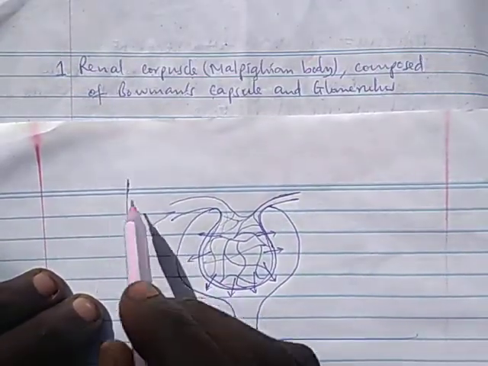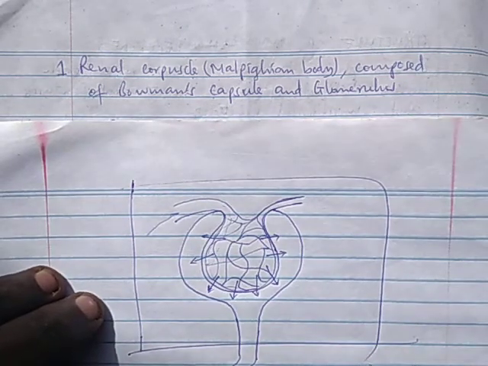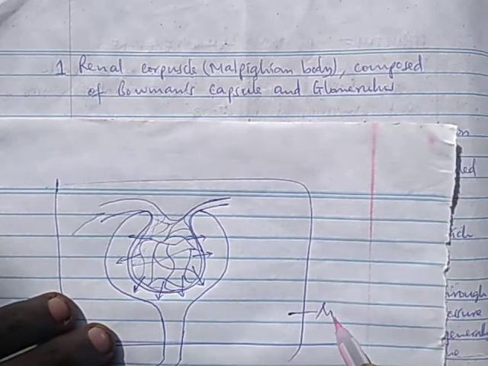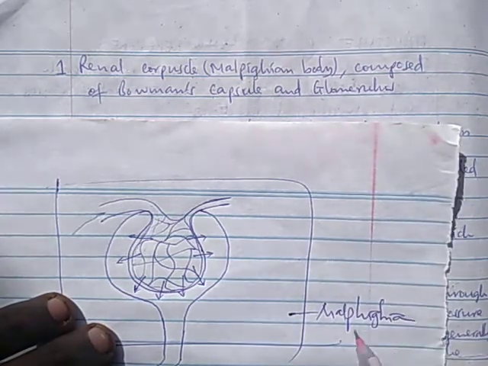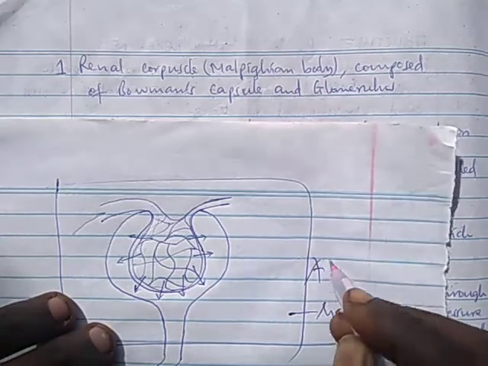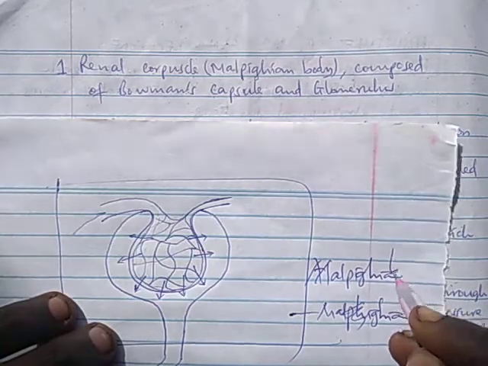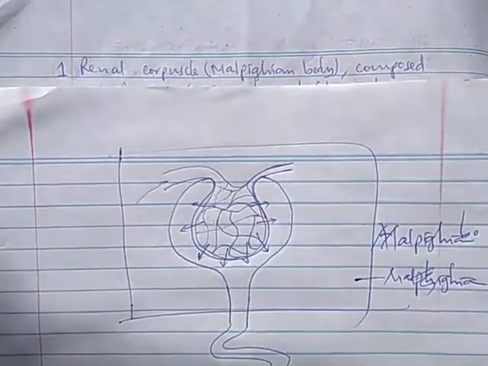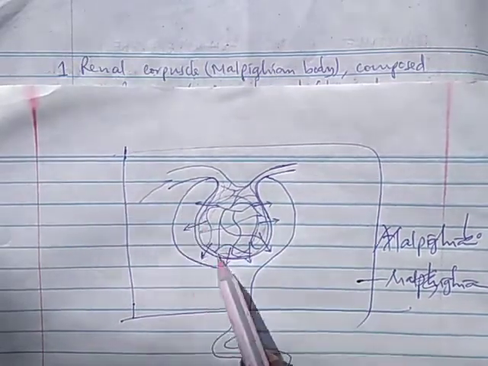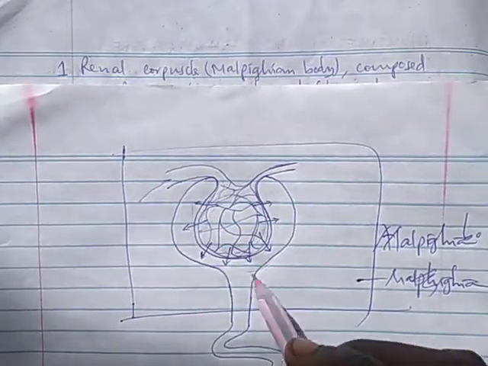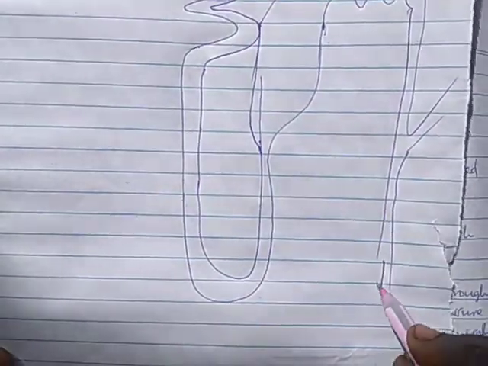The renal corpuscle, which is this one, is sometimes called the Malpighian body. So it is made up of the glomerulus, which is the network of capillaries, and the Bowman's capsule, which is the cup-like structure. These materials come here, and finally these materials will form urine.